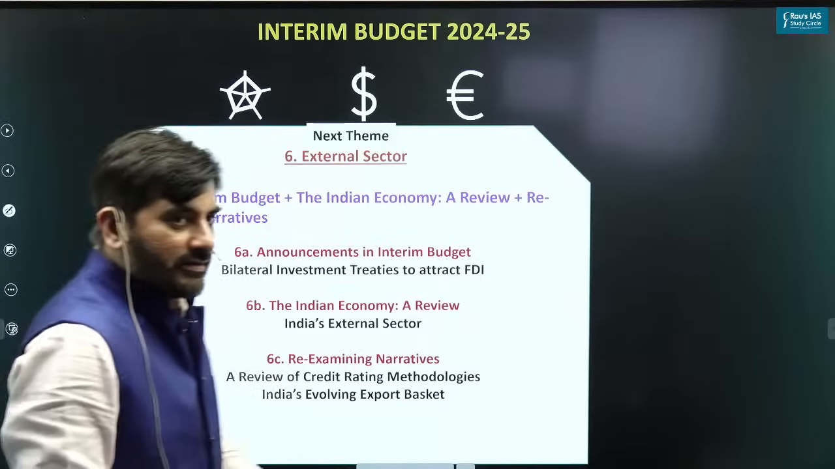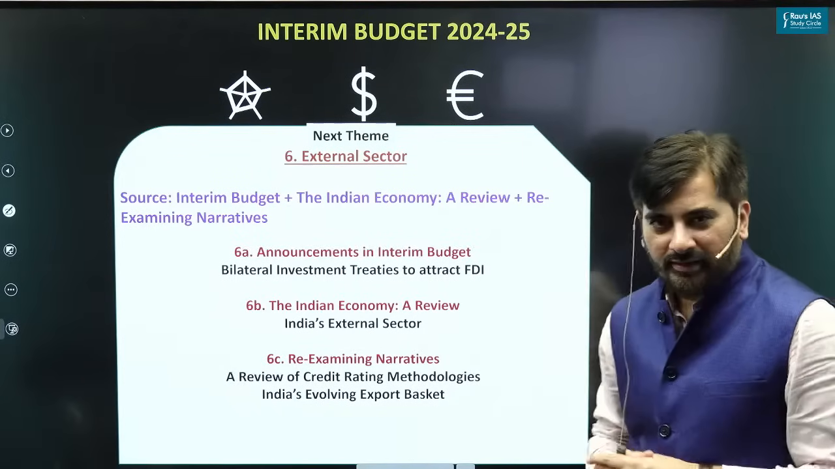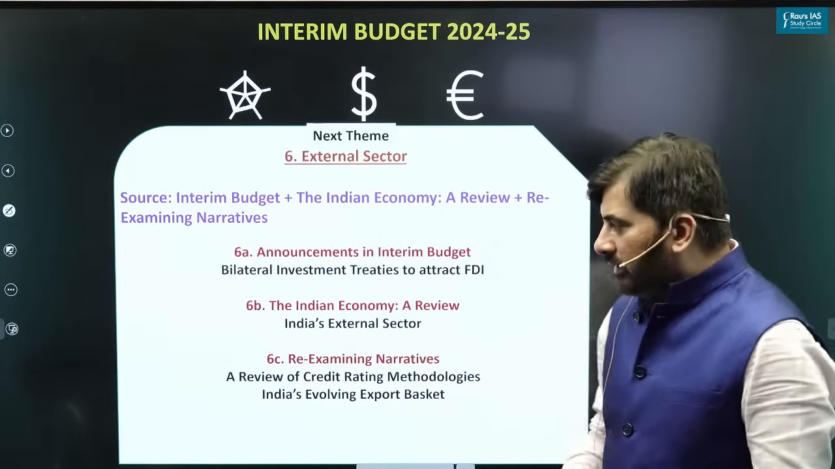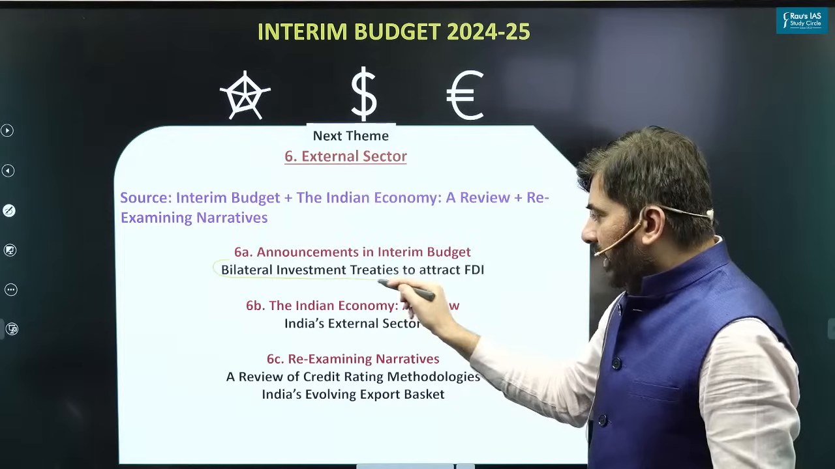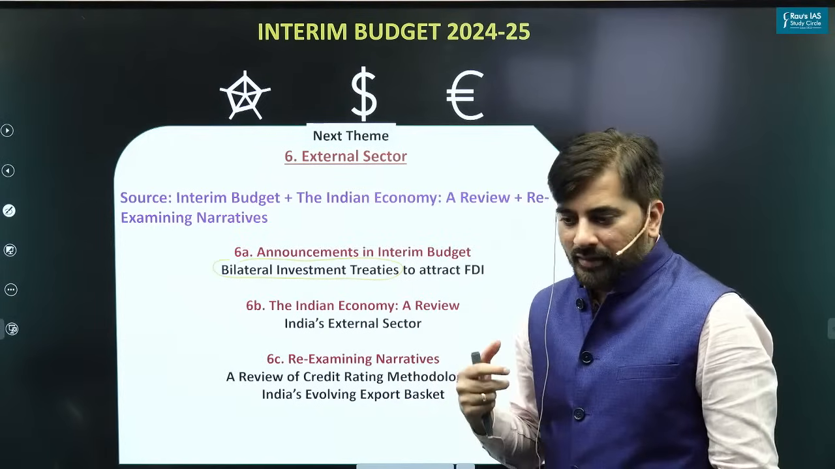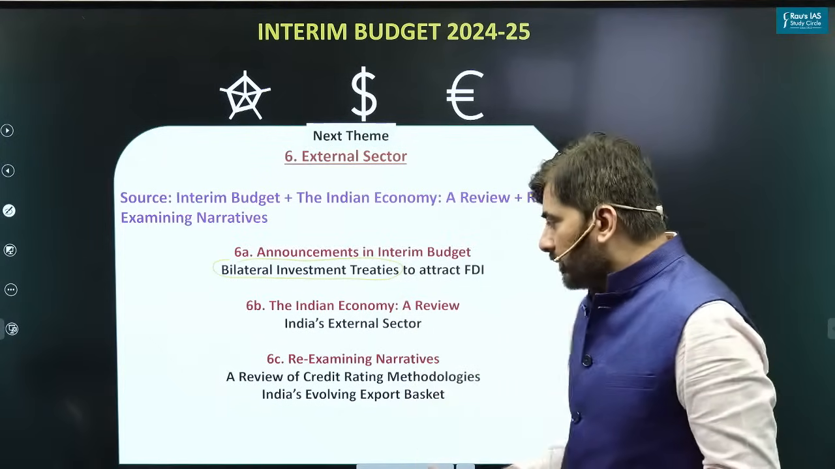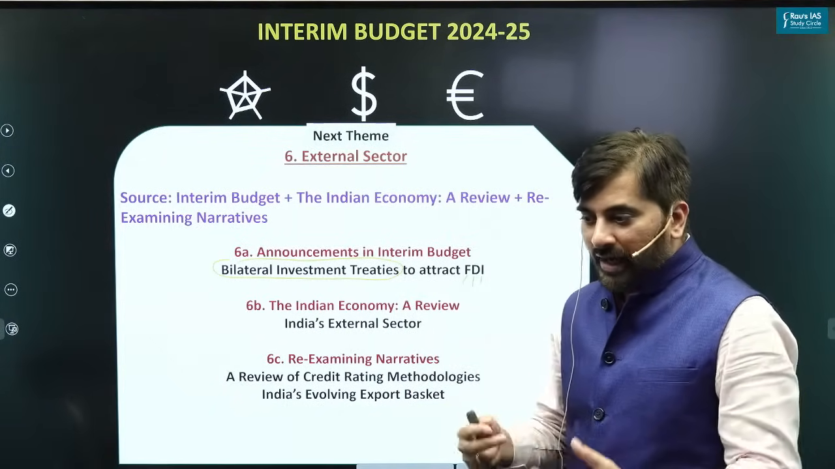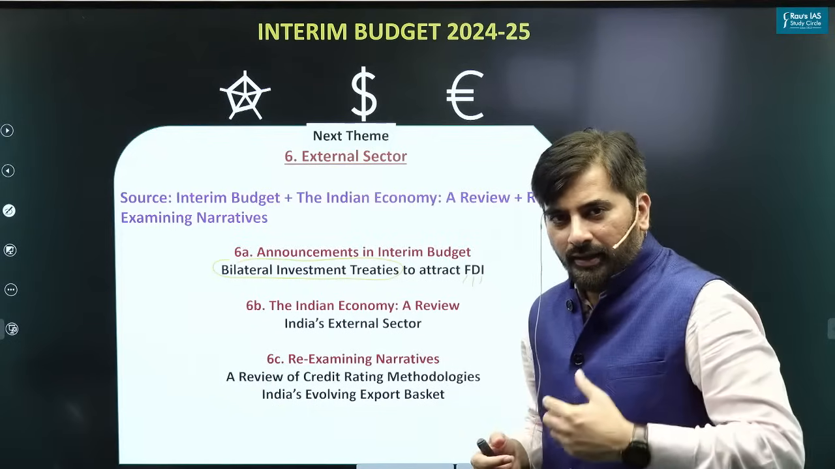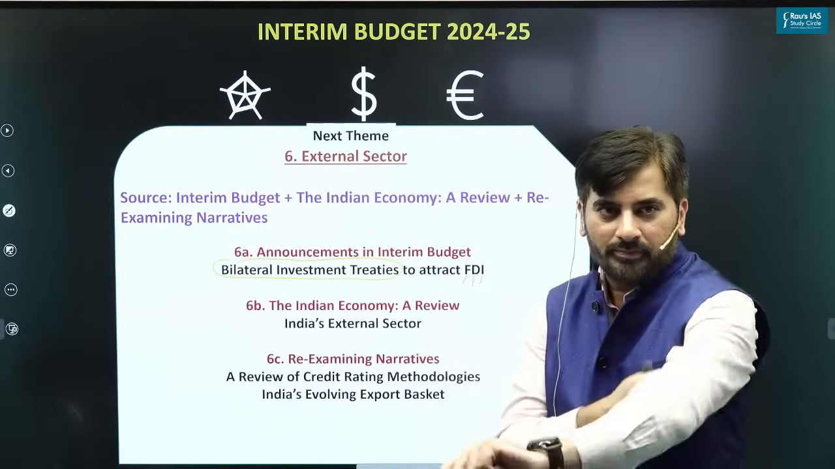Now coming to the last theme, which is the external sector. As far as the external sector is concerned, there are no major announcements except the fact that the finance minister has announced that we will sign bilateral investment treaties to attract more FDI. The finance minister has said FDI should ideally be called First Develop India, so that more FDI comes into India, which leads to growth and development. So we're going to enter into treaties with other countries so that we get more FDI inflows. This is a major announcement.